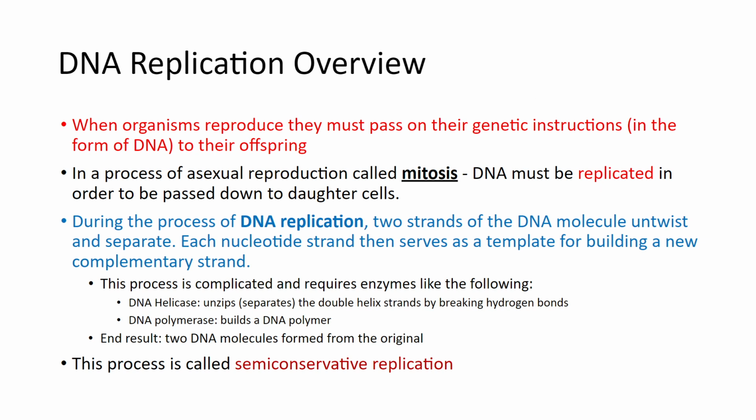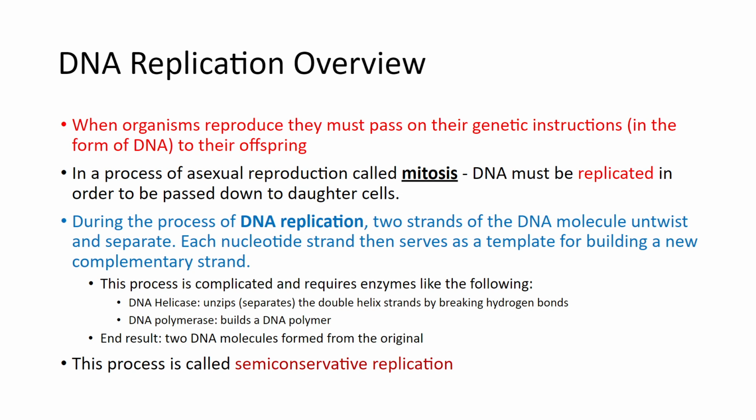DNA replication is considered semi-conservative. We're going to take one DNA strand, or piece of DNA, separate the 2 strands, and then add a new strand to the old strands of DNA. Now, oftentimes in a process of asexual reproduction called mitosis, DNA must be replicated before mitosis or this cell division process takes place. So during the process of DNA replication, 2 strands of the DNA molecule untwist and separate, and then each nucleotide strand serves as a template for building a new complementary strand.